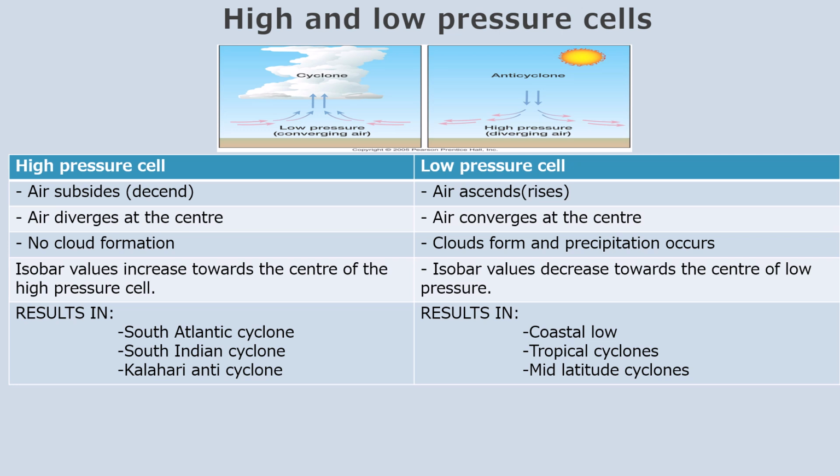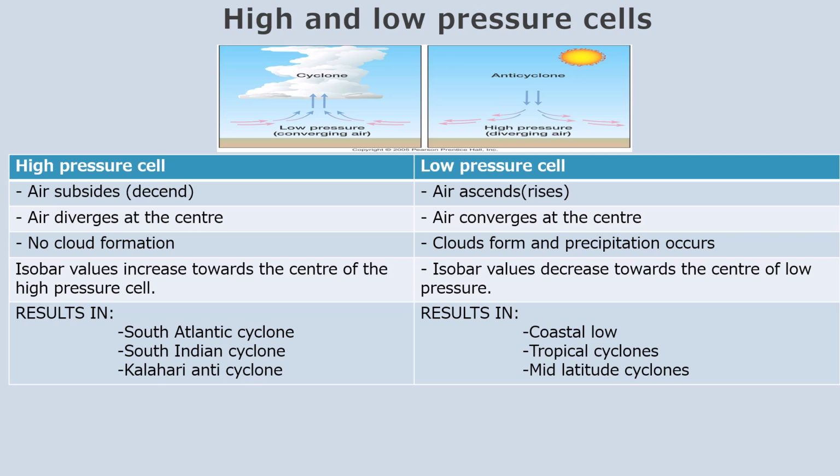Then under the low pressure cell, the clouds form and precipitation occurs. When we talk about precipitation, we are simply talking about clouds, rain, heavy winds, storms, whatsoever. We can mention them. There are so many, but I mention a few of them.